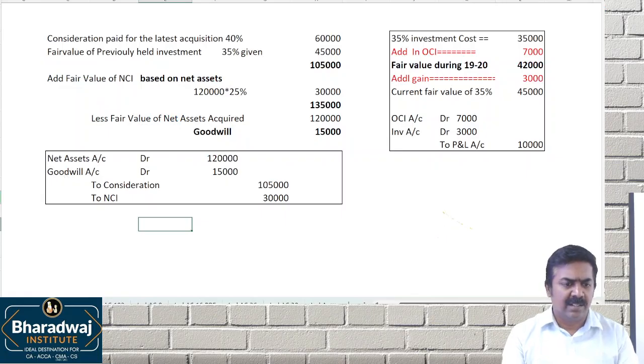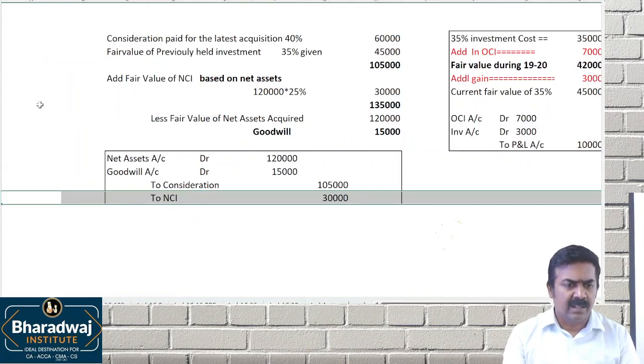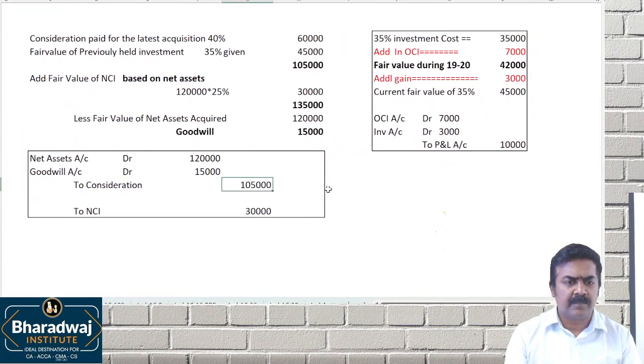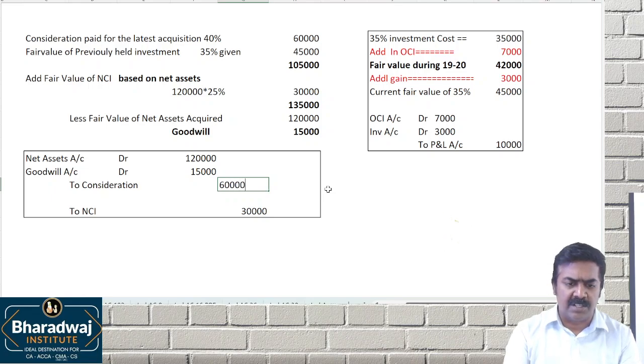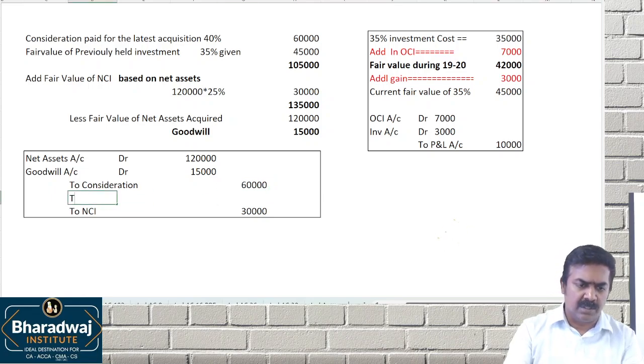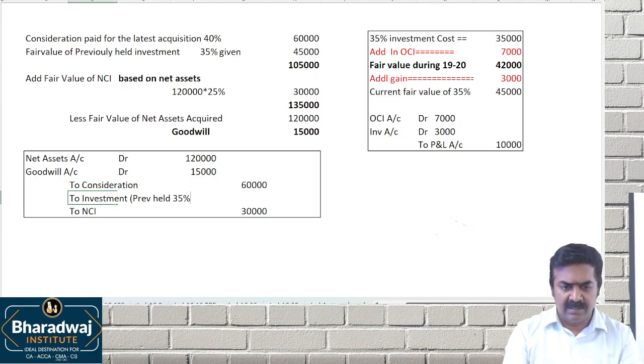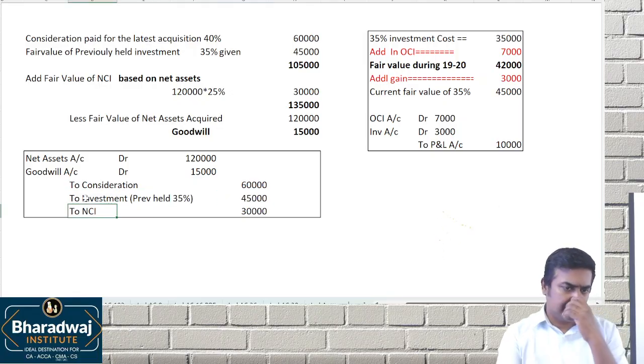Actually, today, how much of consideration is paid? Today, how much of consideration is paid? 60,000 to investment from the previously held 35%. We are closing that now at fair value. What is the fair value? 45,000.